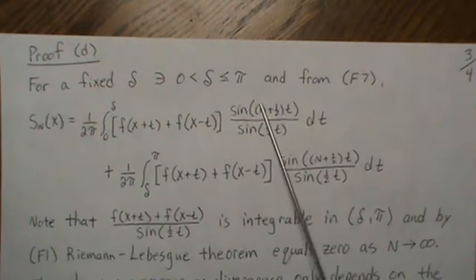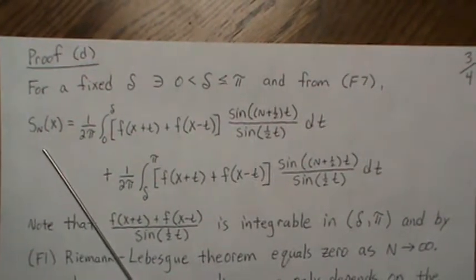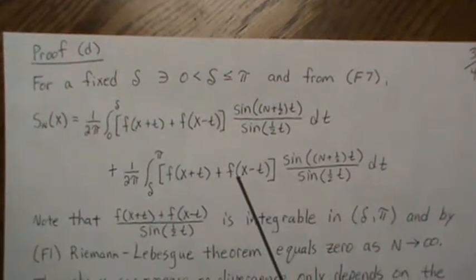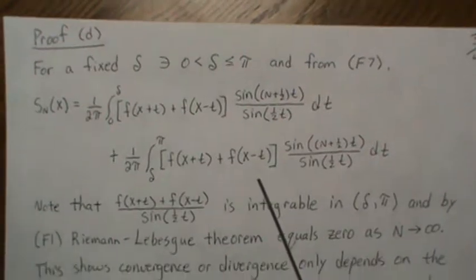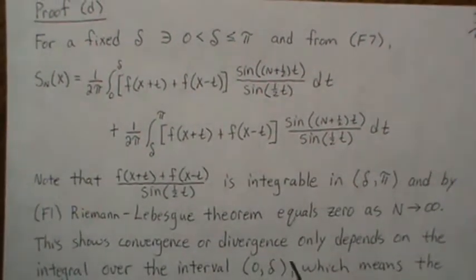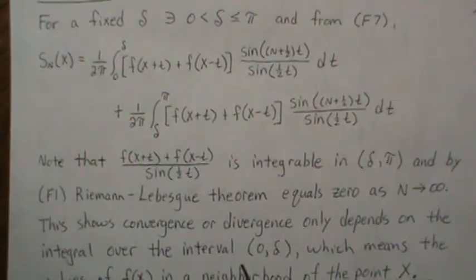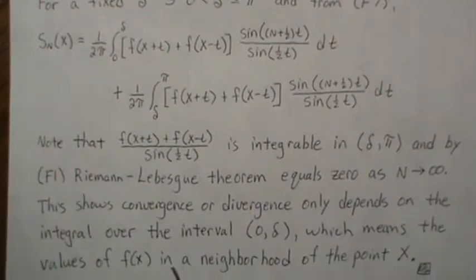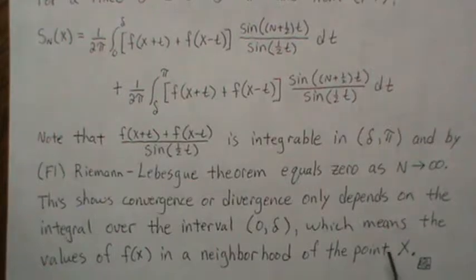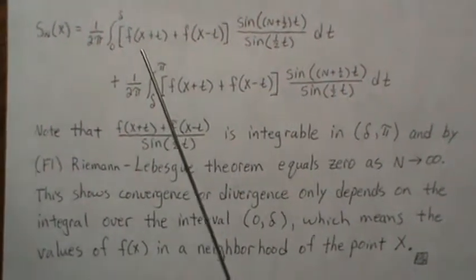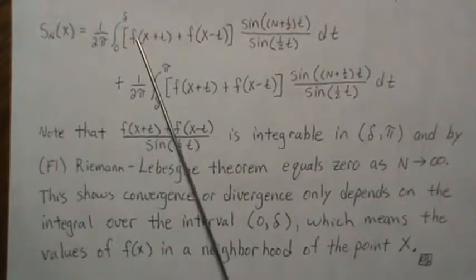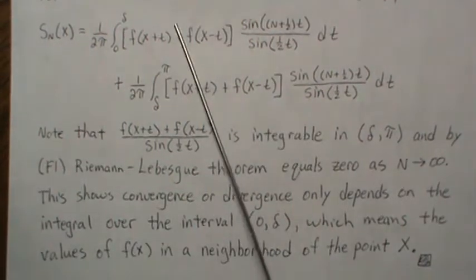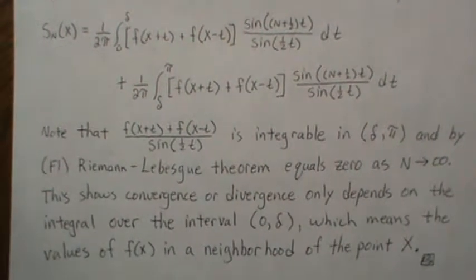And if it's integrable, of course, then this goes to 0. But the point was that this partial sum really depends upon this piece right here, because this always goes to 0 by the Riemann-Lebesgue theorem. So this shows that the convergence or the divergence only depends upon the integral over the interval 0 to delta, which means the values of f in the neighborhood of the point x. Delta is a very small number, and this is the t world, so we're going a little above x and a little below x, and it's how this behaves. And that's what we wanted to show.